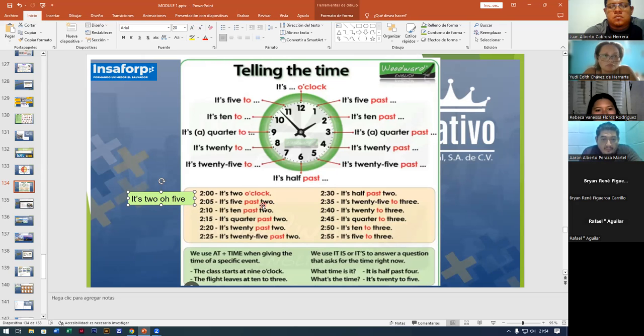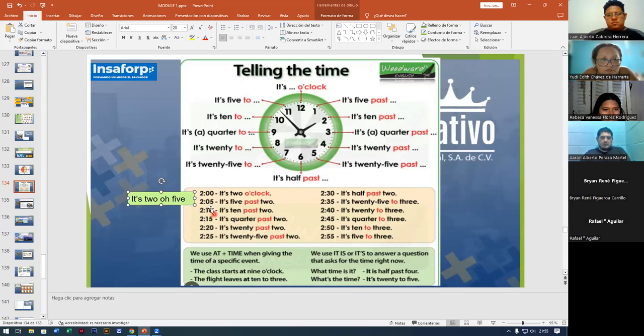2 y 5, o 5 pasadas las 2. Así como lo usamos en español. It has the same context, it's the same structure. Or we have 2:10. It's 10 past 2. Porque son 10 minutos pasadas las 2. En la otra forma de decirlo sería it's 2:10.